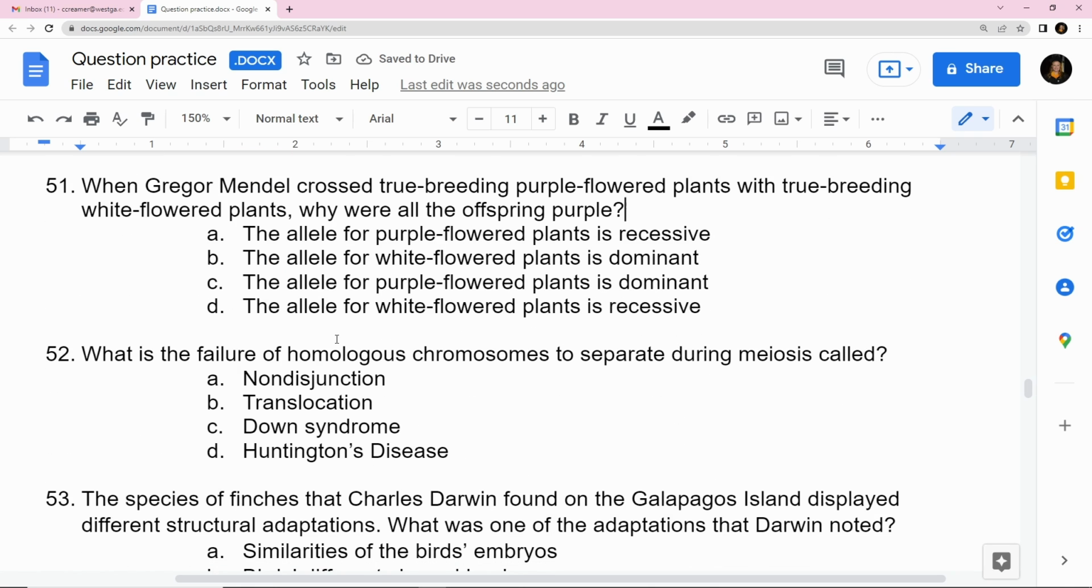When Gregor Mendel crossed true breeding purple flowered plants with true breeding white flowered plants, why were all the offspring purple? The allele for purple flowered plants is recessive. The allele for white flowered plants is dominant. The allele for purple flowered plants is dominant. The allele for white flowered plants is recessive. If you said C, the allele for purple flowered plants is dominant, you would be correct.